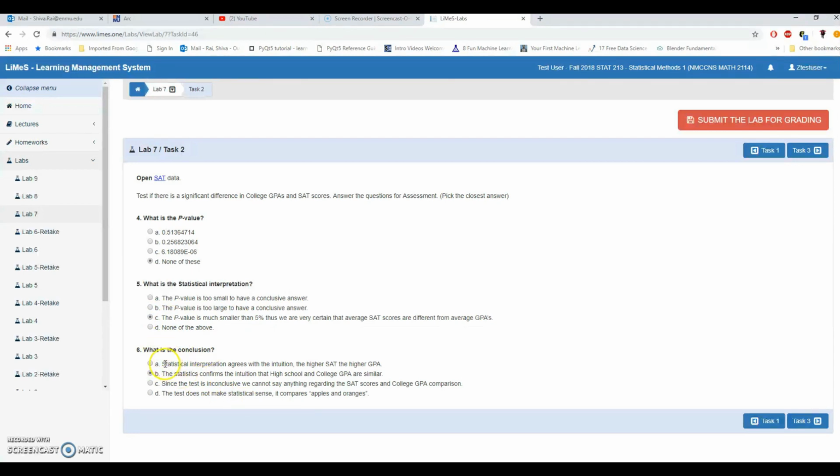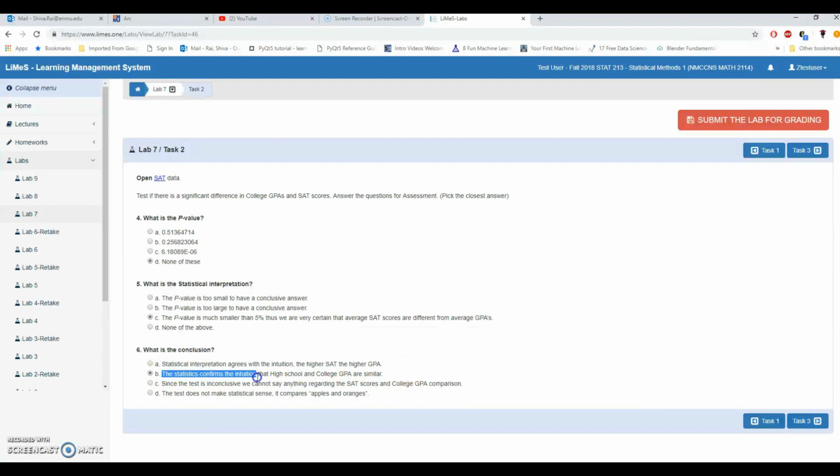What is the conclusion? Statistical interpretation agrees with intuition. Higher SAT, higher GPA. Statistics, no, that can't be the thing. Okay. Here we are not talking about SAT and higher SAT, higher GPA. No.